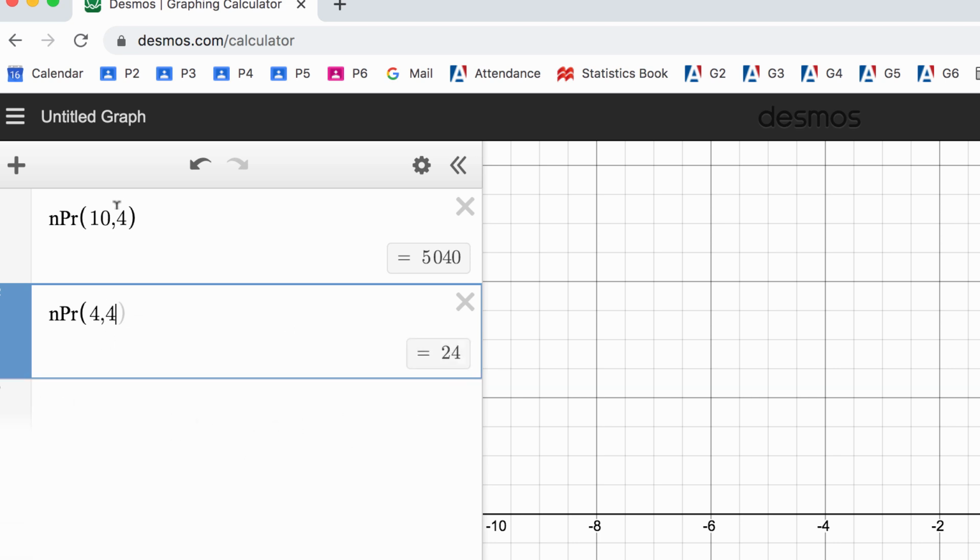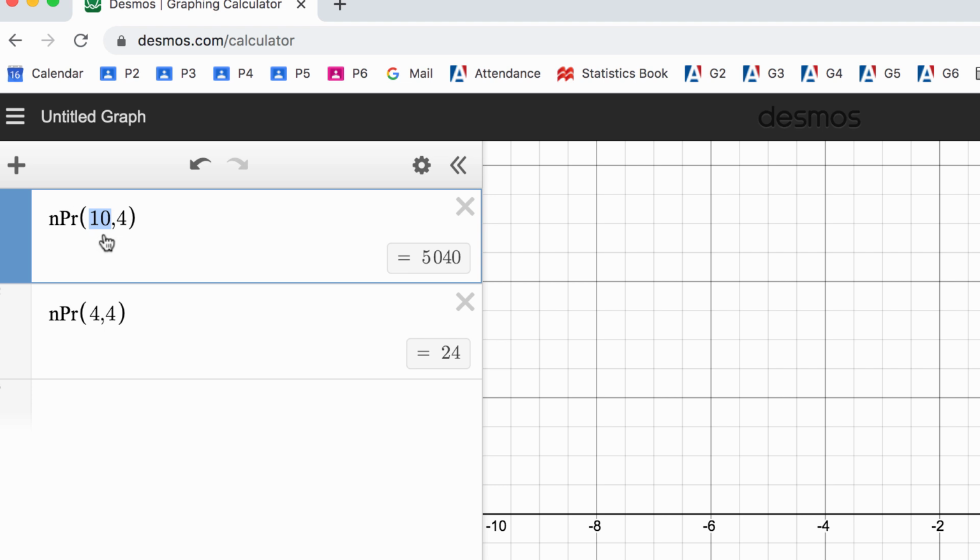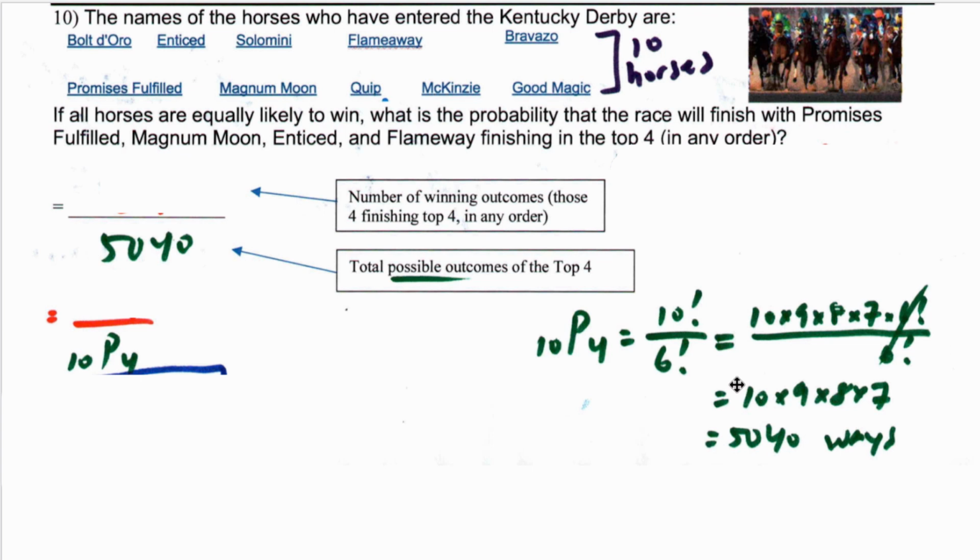Okay, so again, the bigger number is how many you're picking from. I'm picking from 10 horses. I'm selecting 4 of them to arrange because it's the top 4. So if you want to go to Desmos and just type in nPr parenthesis, it'll give you the answer. Or I can just do it like this: 10 times 9 times 8 times 7 is 5,040 ways. So again, there's 5,040 ways for these 10 horses to finish in the top 4.